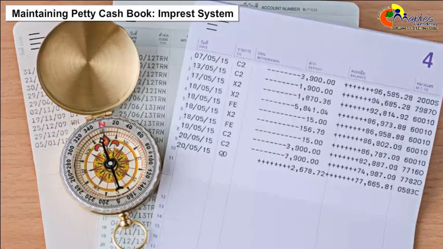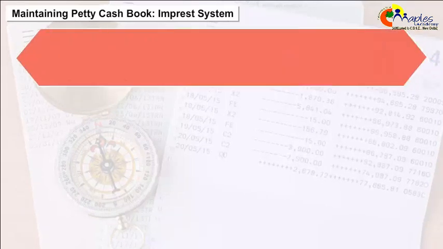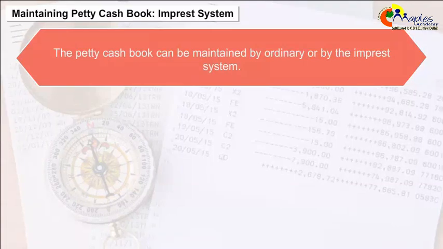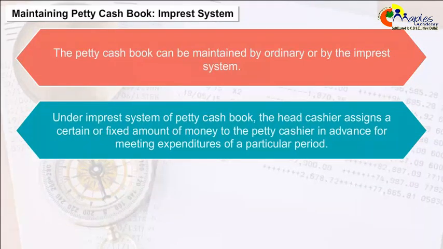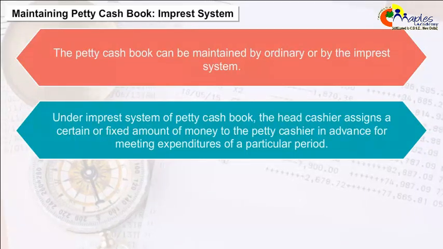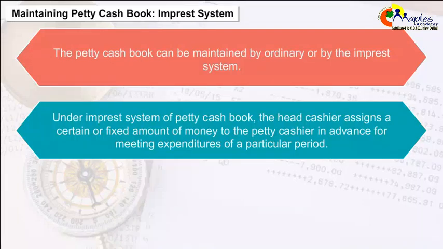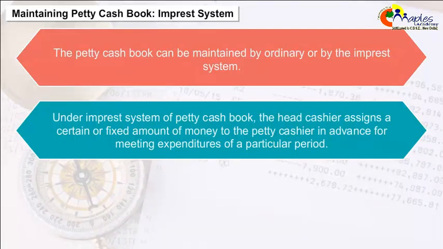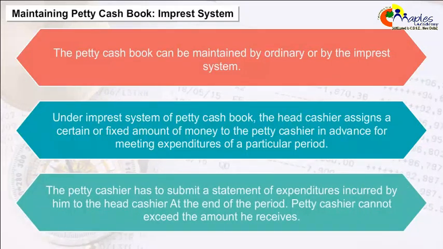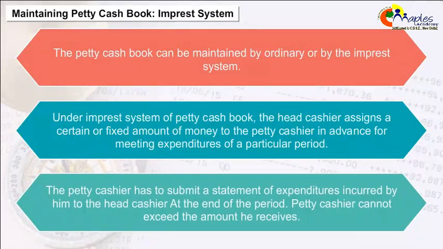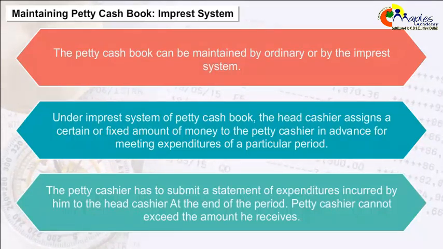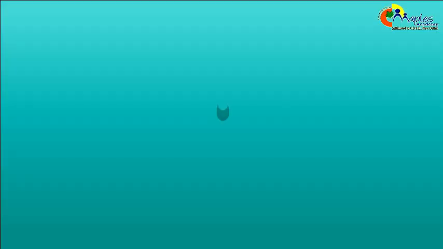Maintaining petty cash book. Imprest system. The petty cash book can be maintained by the ordinary or by the imprest system. Under the imprest system of petty cash book, the head cashier assigns a certain or fixed amount of money to the petty cashier in advance for meeting expenditures of a particular period. The petty cashier has to submit a statement of expenditures incurred by him to the head cashier at the end of the period. The petty cashier cannot exceed the amount he receives.